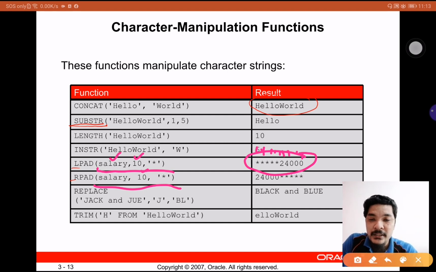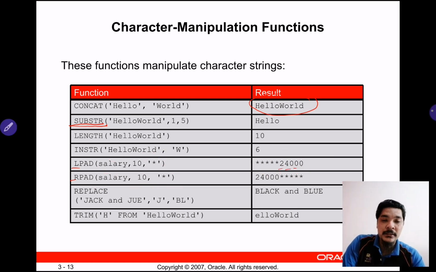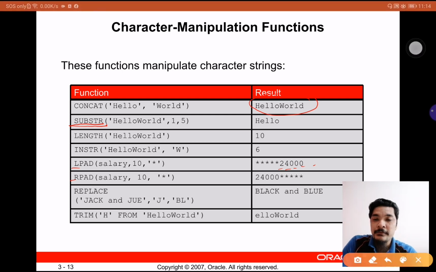If the salary only has 5 characters, it will display here, and the rest it will show based on this symbol. If this symbol is a star, it will appear as a star here. So 5 characters for the data from the salary, and another 5 characters are stars, coming from this one, because we put 10 characters for the output, and we put 10 spaces for the characters for the output.